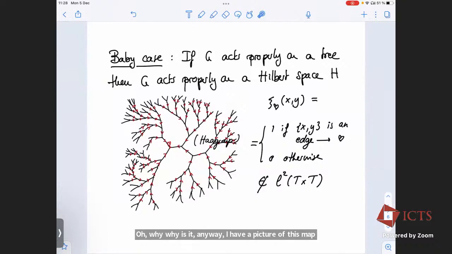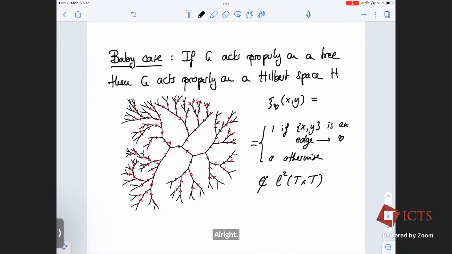I have a picture of this map. All right. Okay, that's the picture of the map. So basically, here I have my base point, and if a pair is not an edge, the value is going to be zero. If the edge points that direction, it's going to be zero. But if the edge points to that direction, then you do one. Okay, so that's my picture of this map.